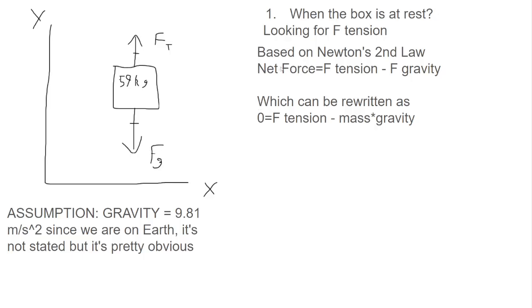And because of this, since net force is going to be equal to zero, you can just set zero equal to force of tension minus the mass times the gravity, because that's how you find the force of the gravity of this box. And one thing to note is that our assumption here today is that the gravity will be 9.81 meters per second squared. The problem didn't specifically state that it's on Earth, but it's easy to assume. And that's the gravity constant, so we kind of need to have it here for the equations.